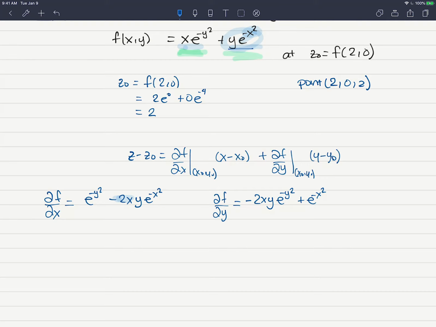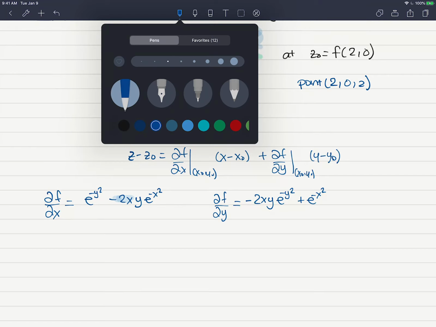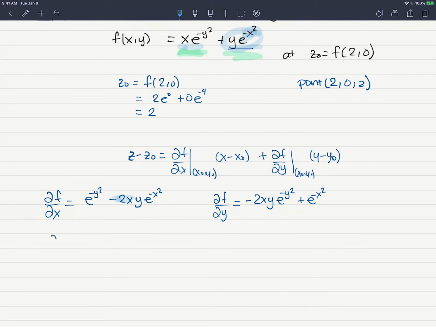Okay, so now what we need to do is plug in the point. So I'm going to find the derivative with respect to x at the point 2, 0. That's x and y. So at 2, 0, this is e to the 0, so it's a 1. And this becomes a 0, right? Because y is 0, I plug a 0 in that y, so that's a 0. So I just get a 1.